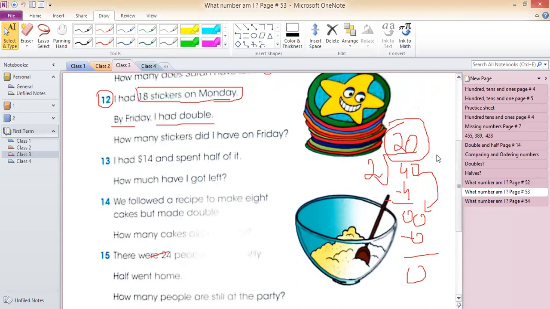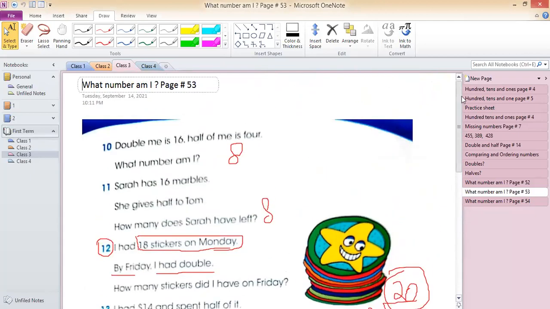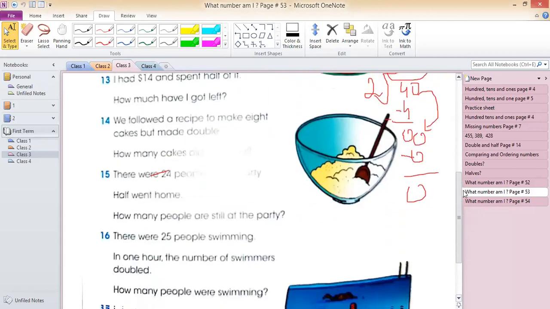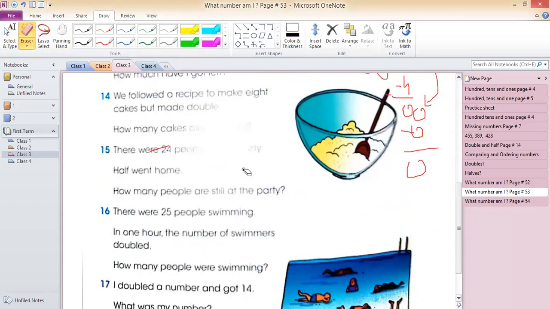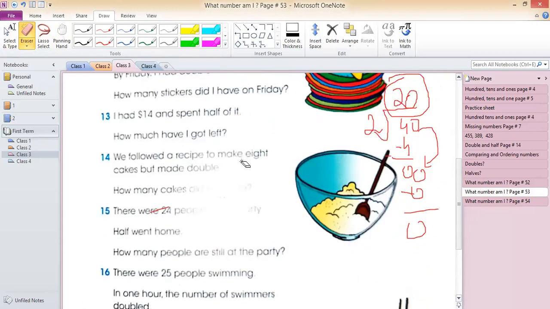Mathematics. The topic which we are studying nowadays is "What number am I?" And we finished up to question number 15 in the last class. Let's have a quick revision of questions 12, 13, 14 and 15, and then we will start today's work from question number 16. And inshallah, we'll try to finish this topic today.